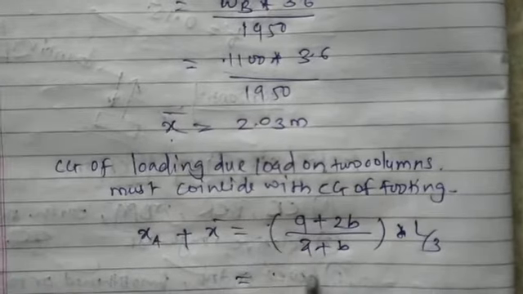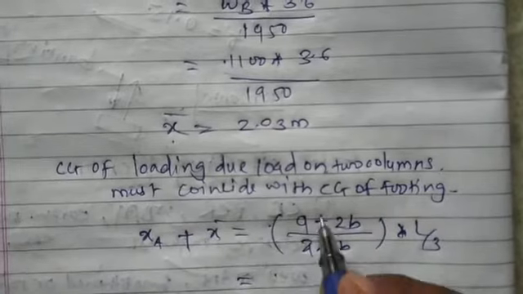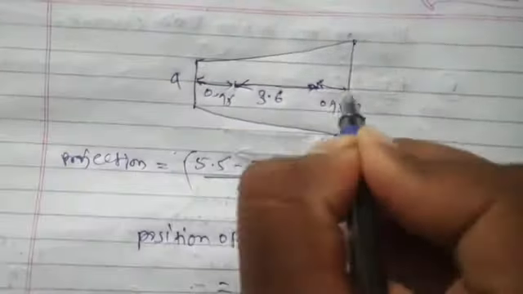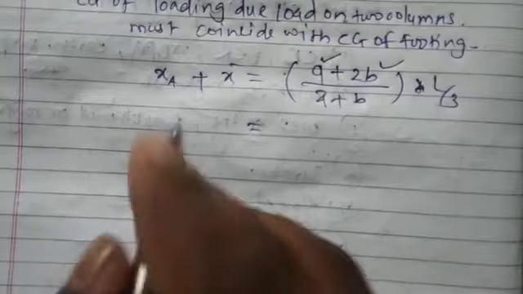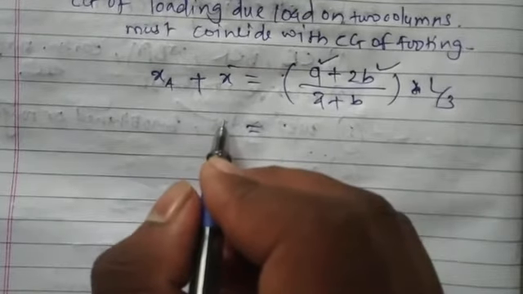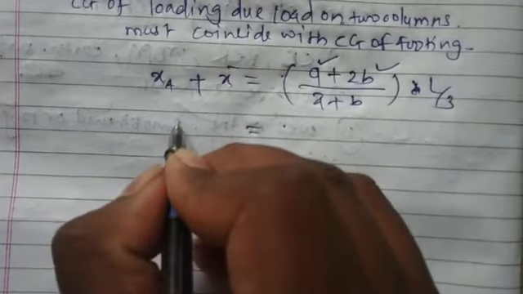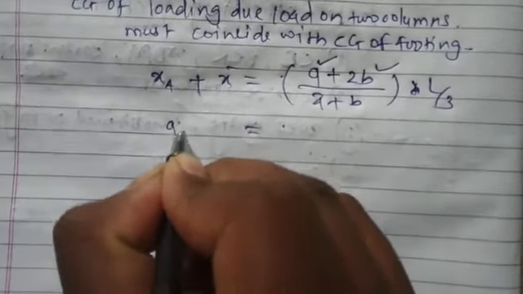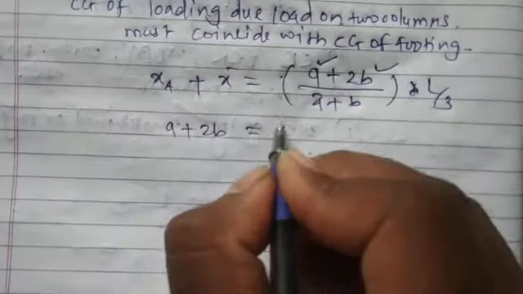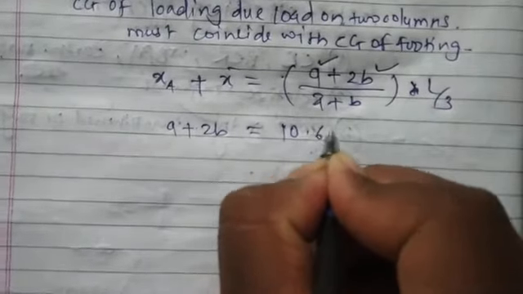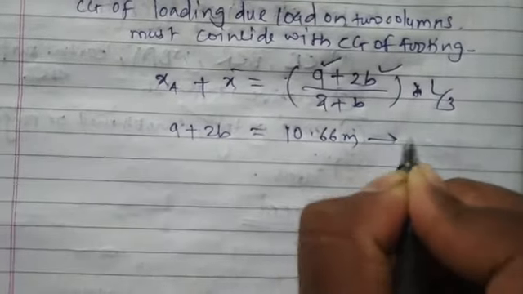This A and B are nothing but the widths of the footing. If you simplify this and calculate the equation, I'll write the final equation directly: A plus 2B will be equal to 10.66 meter. This will be the first equation.